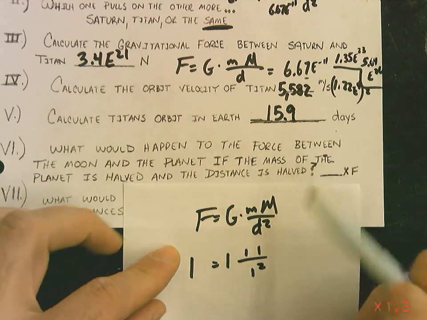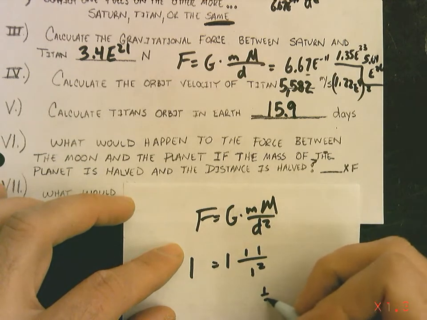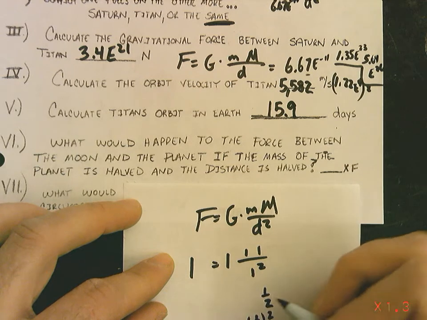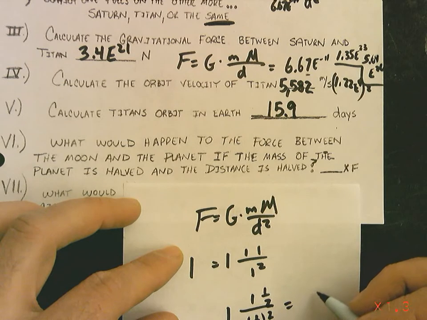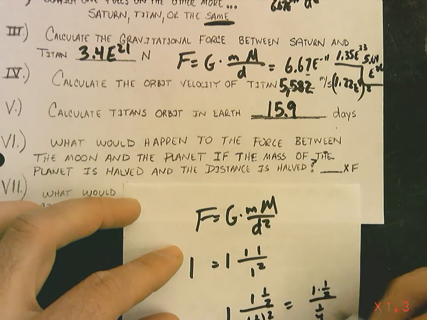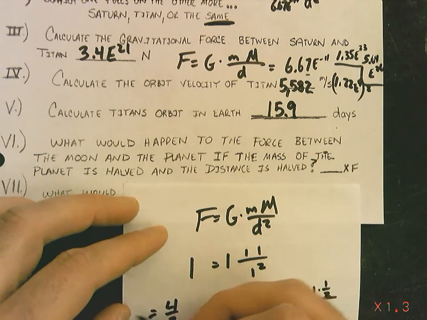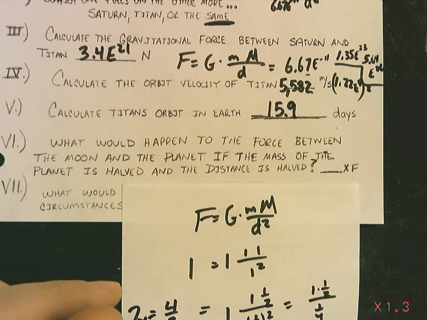If the mass of the planet is halved, so the planet would be big M, we'll make that 1/2, and the distance is halved, so we make this a half squared or a quarter. So we end up with 1 times 1/2 over 1/4, or 4 over 2, or 2 times as much. So we end up with twice the force.